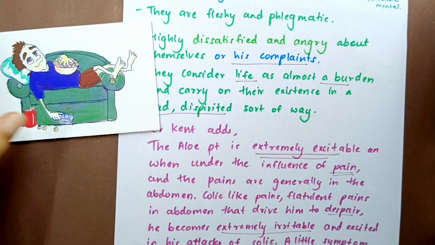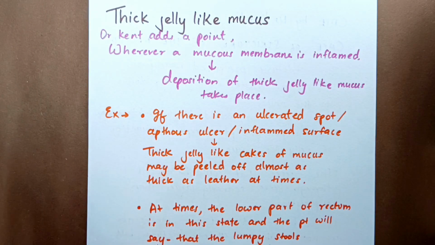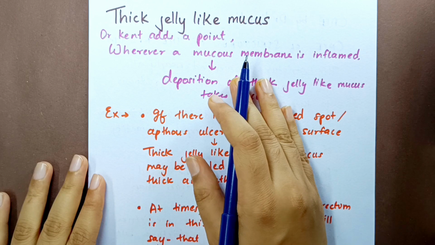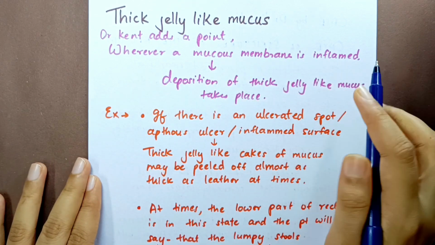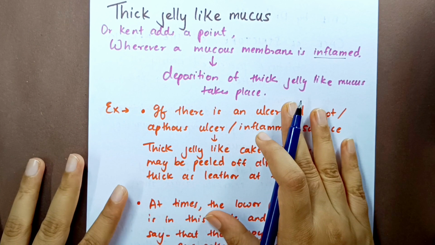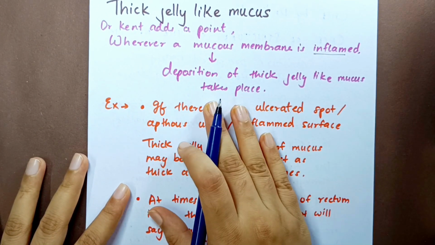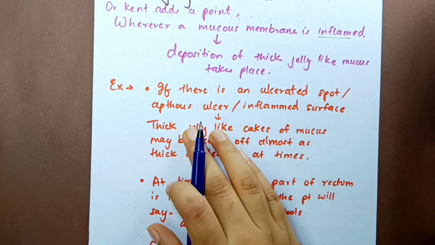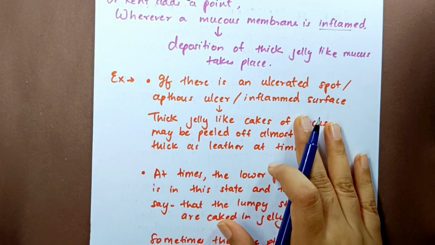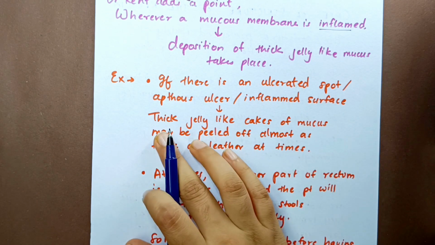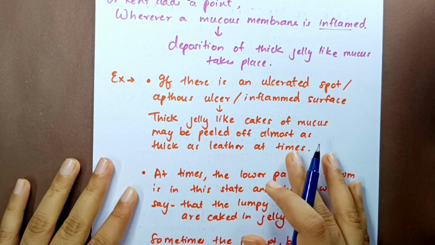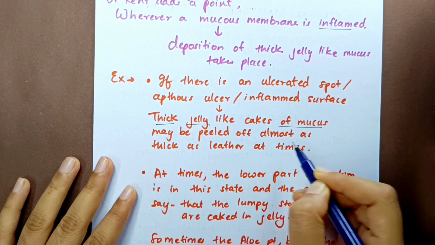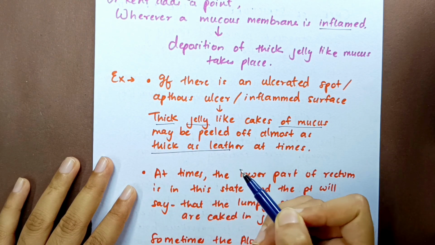Going on to the last point that Dr. Kent mentions, which is about the thick jelly-like mucus. Dr. Kent adds a point in which he says that whenever a mucous membrane is inflamed in aloe, there is a deposition of thick jelly-like mucus. He gives examples: if there is an ulcerated spot, or maybe an after-sulfur ulcer, or an inflamed surface anywhere in the body, then there will be thick jelly-like cakes of mucus, which may be peeled off, almost as thick as leather at times.